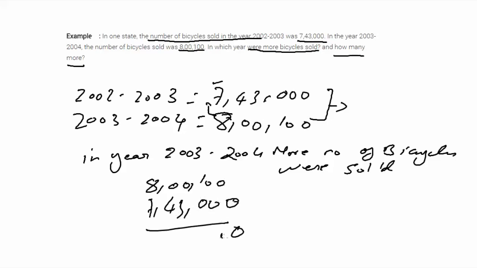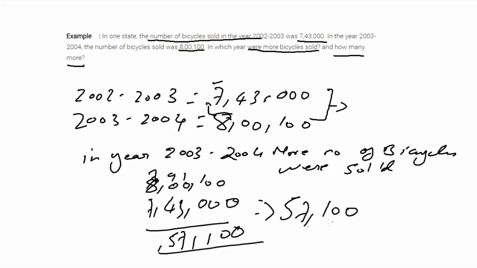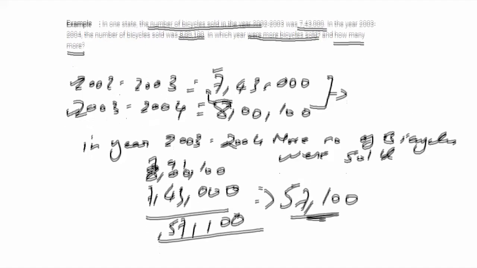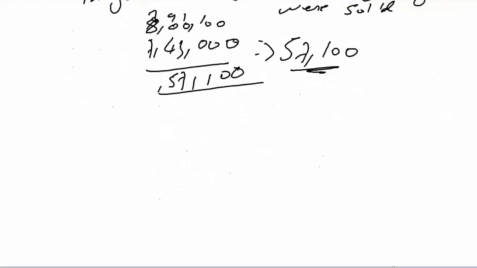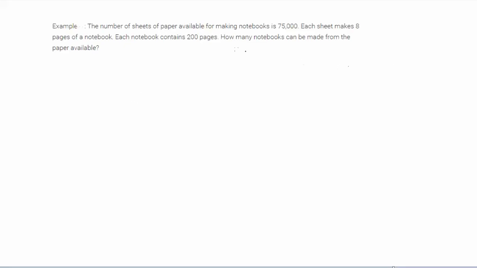You subtract 0, 0, 1 and you have 3, you have to carry over 10, 9, so you get 7 here and you get 5 here. So that's your answer. So the number of extra bicycles sold were 57,100 extra bicycles sold in the year 2003 to 2004 than in the year 2002 to 2003. So that's your conclusion you'll have to write. And let us solve another question.